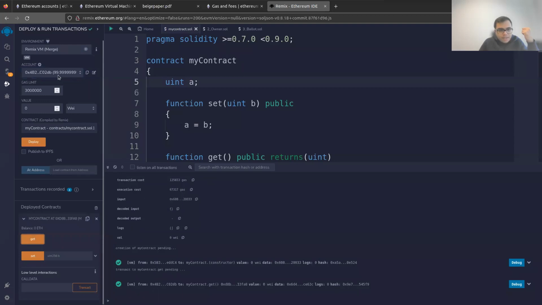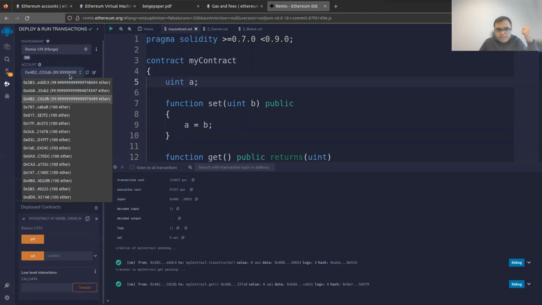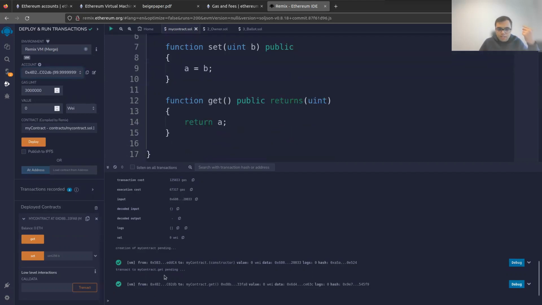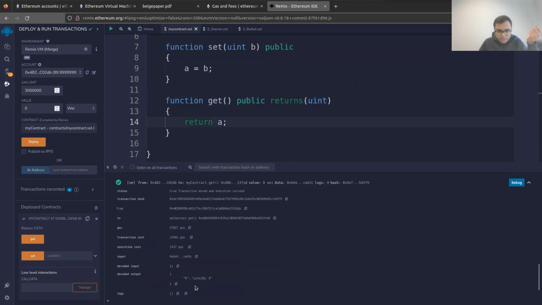Again, as you see here, I paid for the gas, right? Because calling a function is also a transaction. You have to pay a transaction fee. You have to pay for gas. You have to pay for every operation that happens here in get. And again, you can see the details of how much gas it used here.